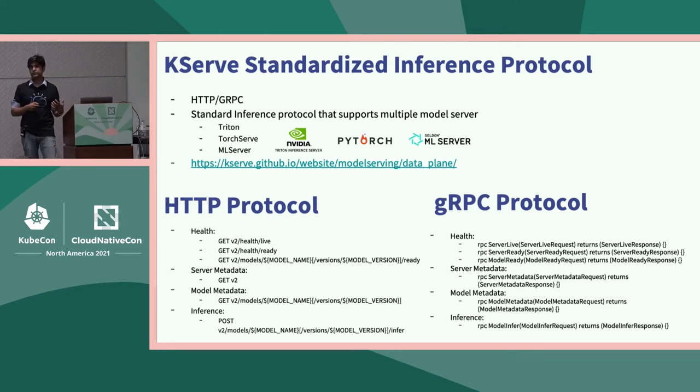What that gives you is that if you're writing your clients talking to this protocol, you won't be worried when you're moving your models across platforms. Now, what does the protocol actually provide? It has a lot of standardization and metrics and APIs to check the health of the model servers, to check the health of the models itself, and obviously to do prediction. And we also intend to evolve it beyond just prediction, in terms of explainability and other things.